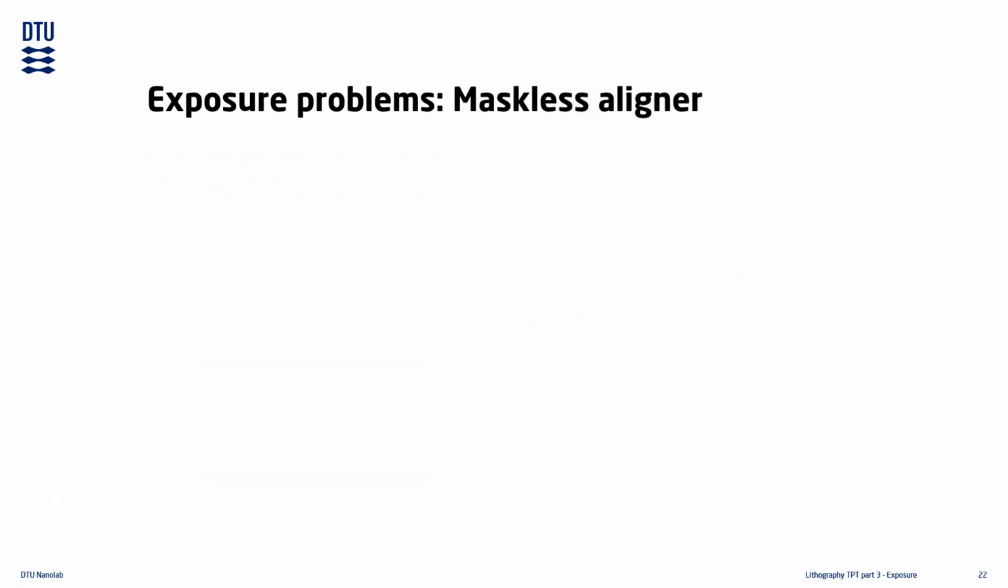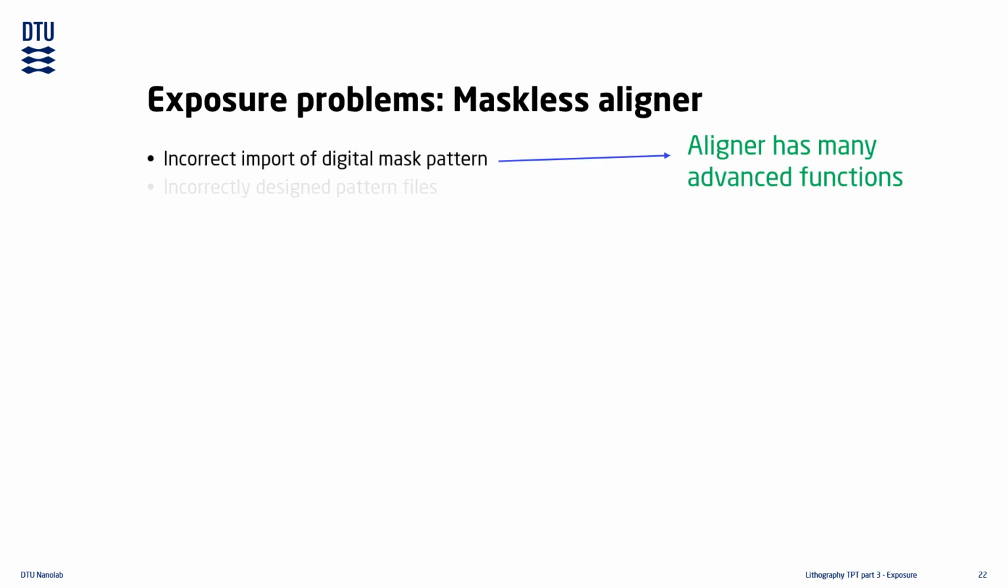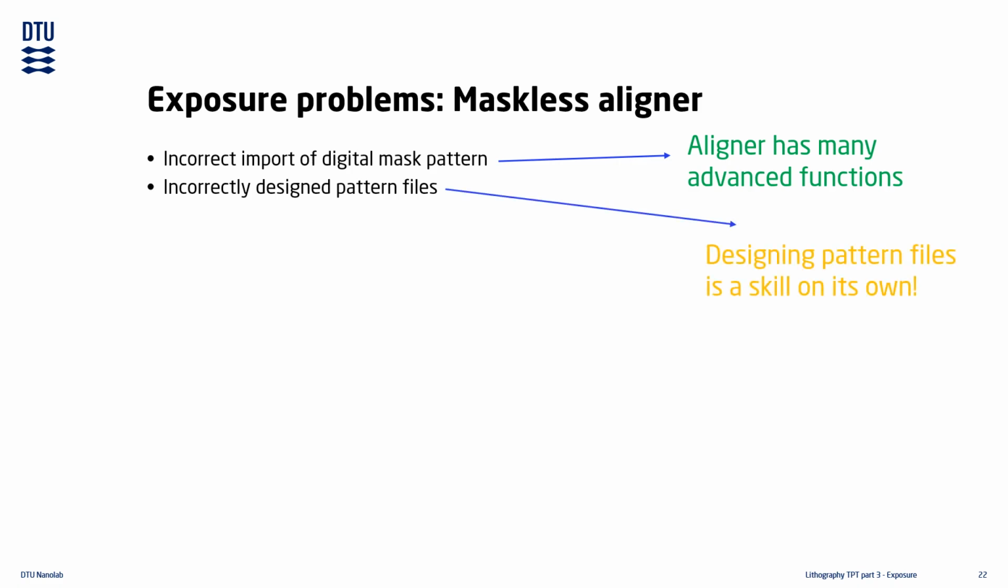For the maskless aligners, we typically experience other types of errors. The first type of error is related to the digital mask. Sometimes it can be imported incorrectly into the machine control software, or the file can be created in a way that makes it problematic for the machine to convert it to image files.